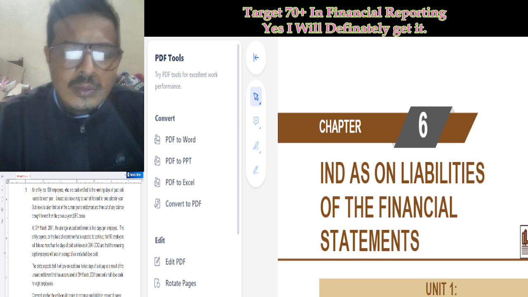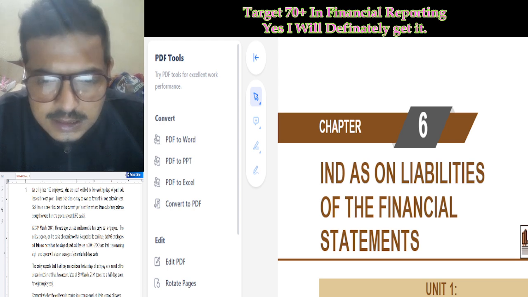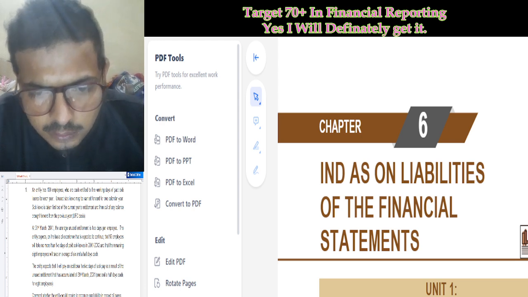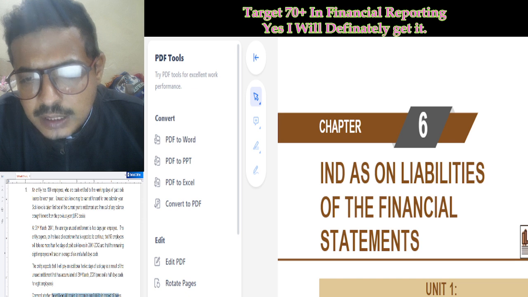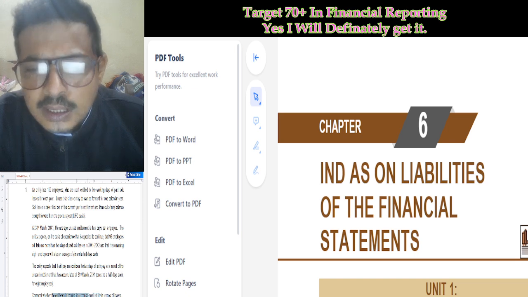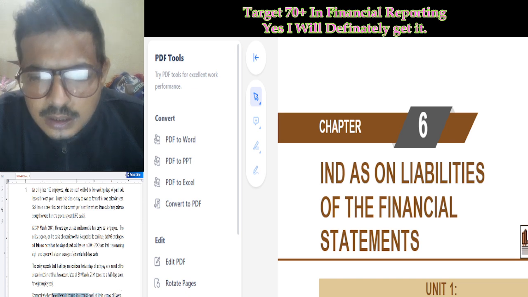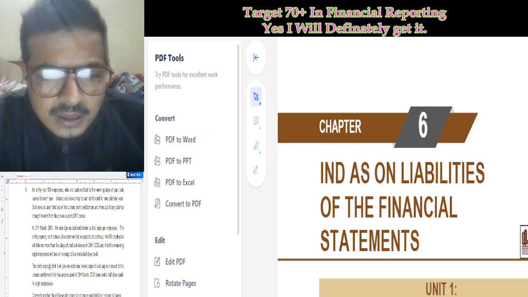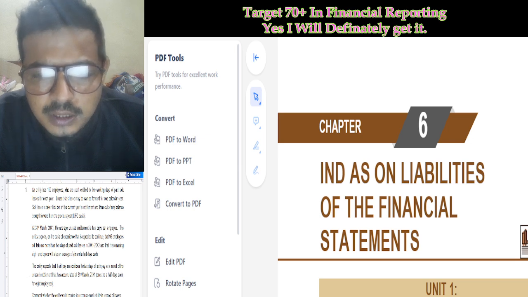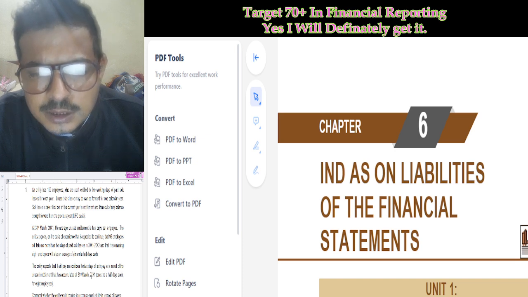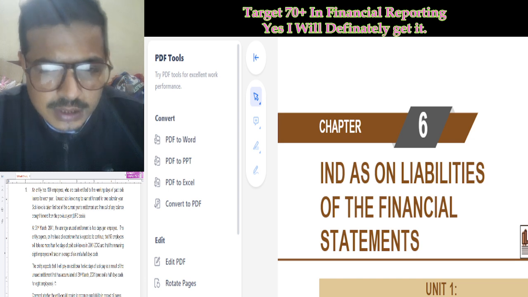So what it basically asks is whether the entity will be required to recognize any liability in respect of the leaves. And what we have been given is that the entity expects that it will pay an additional 12 days of sick pay as a result of the unused entitlement that has accumulated at 31st March 20X1, 1.5 days each for the 8 employees.